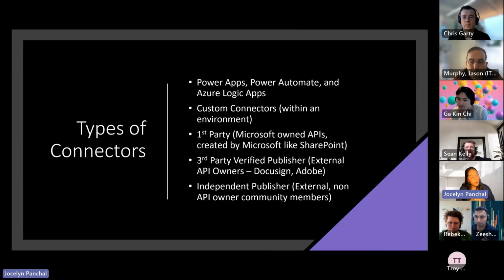They include first-party connectors, connectors that were made and deployed from Microsoft, so think about SharePoint, Excel, Outlook, those types. We also have third-party verified publishers. So those are external publishers that own the API that they are leveraging. Some really good examples of those include Adobe and DocuSign. They leverage the API that they own in order to make and share this connector so it's publicly available to all. And the last is the independent publisher connector.